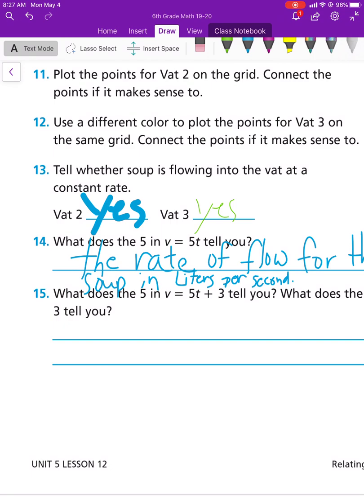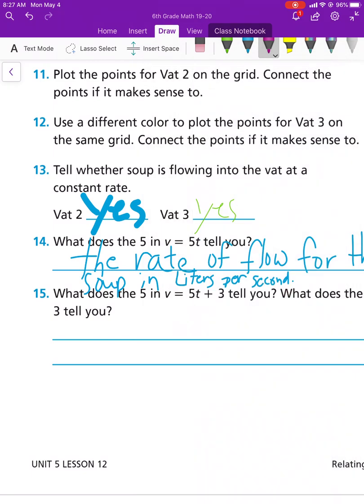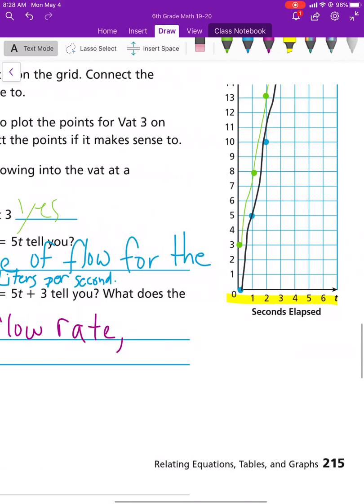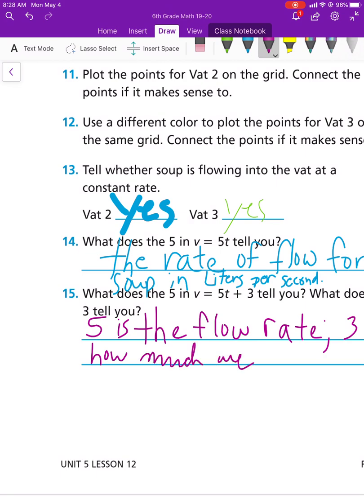So let's write that. Let's do this one in purple because we can. So 5 is the flow rate. 3 is how much we started with.